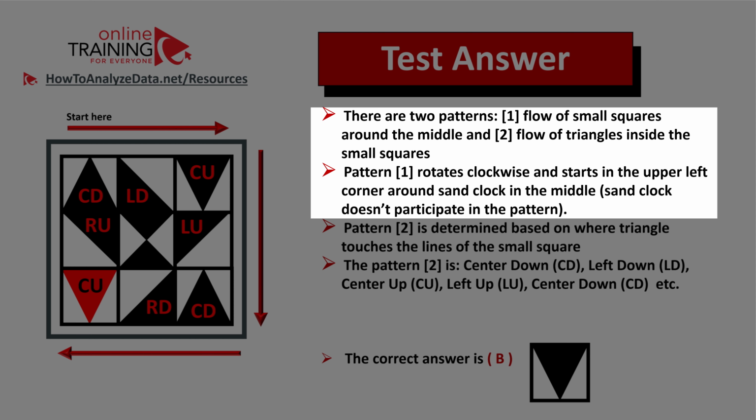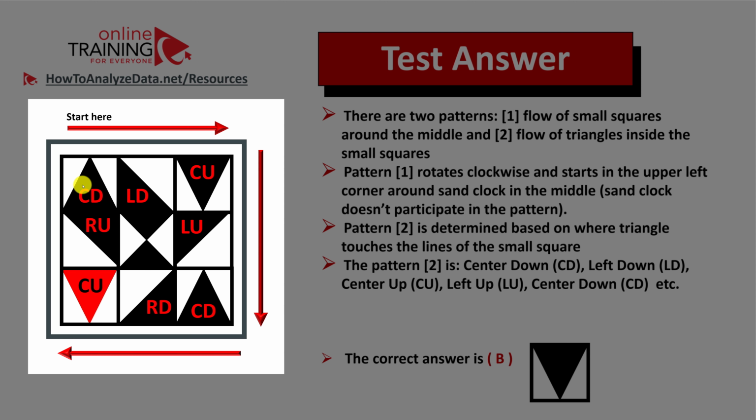Pattern 1 rotates clockwise and starts in the upper left corner. You see that the pattern rotates around the center square, which is in the middle, and the center square does not participate in the pattern. And pattern 2 is determined based on where the triangle touches the lines of the small square.